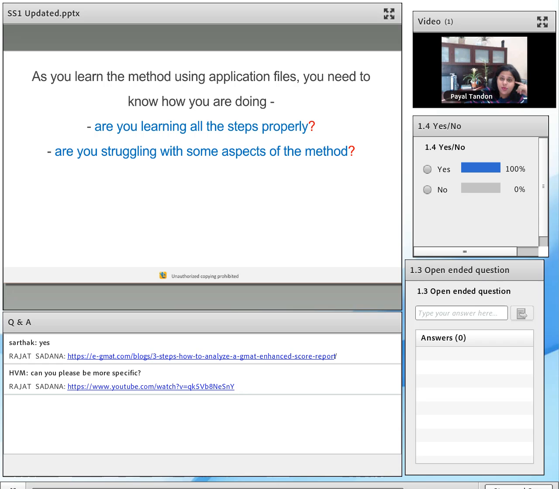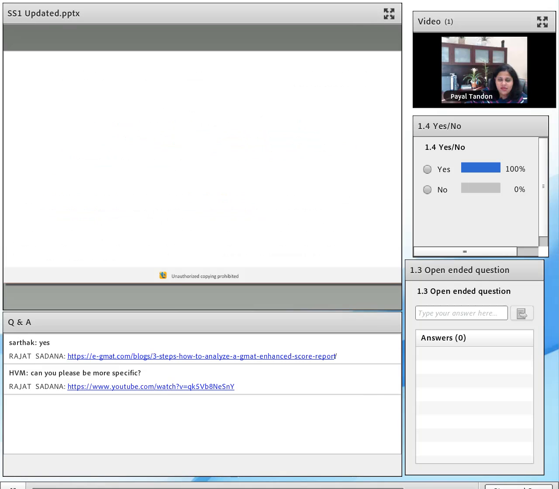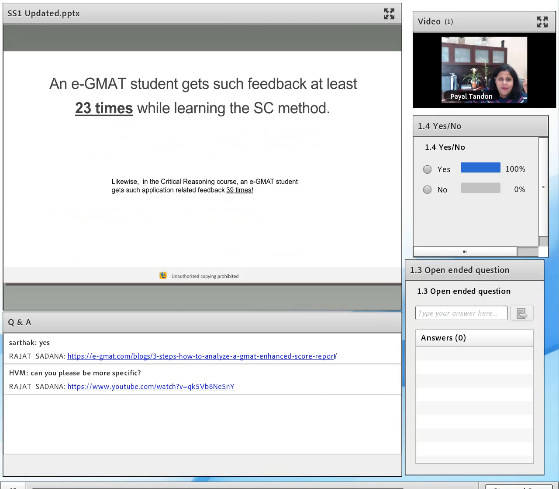Okay, now as you are doing the application files, I want you to make sure that you are asking yourself, am I learning all the steps properly? Or am I struggling with some aspects of the method, right? You need to ask yourself those questions. And that is where, as I said, you get feedback for application 23 times. Likewise, in the critical reasoning course, you get that similar feedback 39 times.